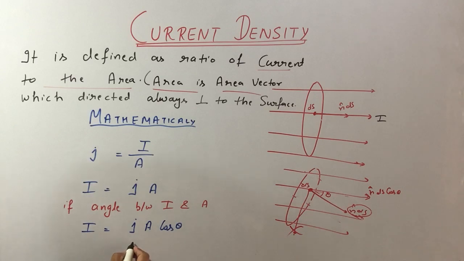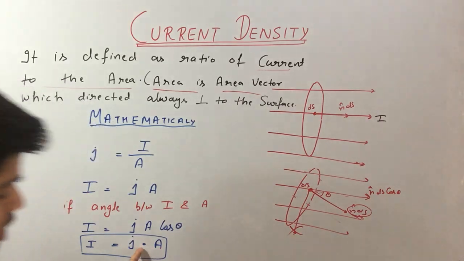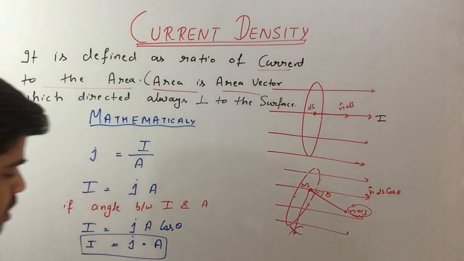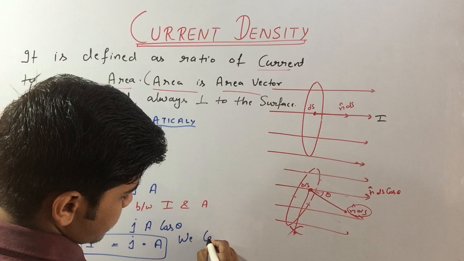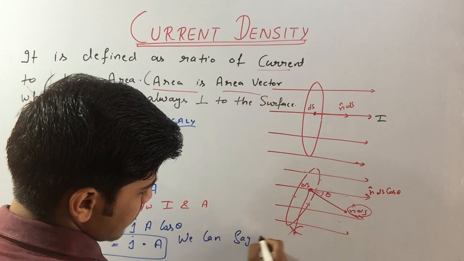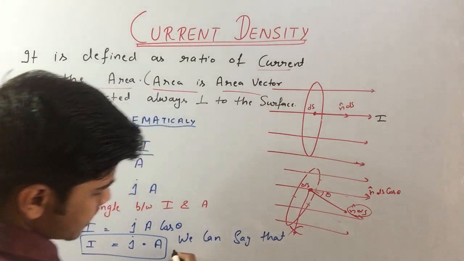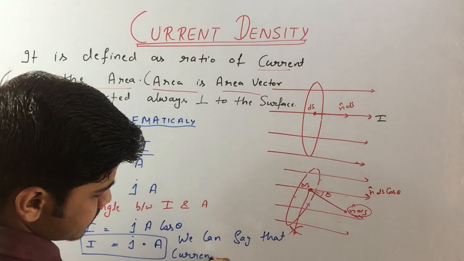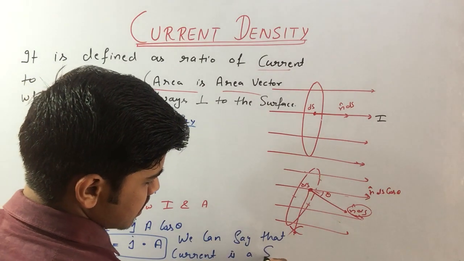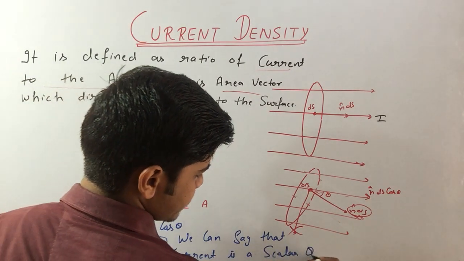So students, after removing this cos component, we have J dot A, and as current is a result of the dot product, and the dot product is a scalar product, we can say that current is a scalar quantity.